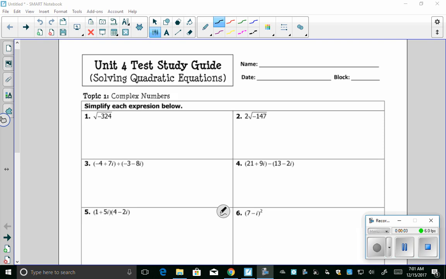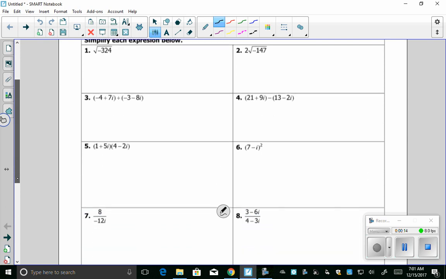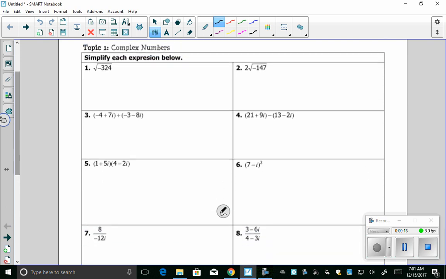This is the review for your Unit 4 test study guide. The first topic we're going to talk about is complex numbers. And just remember, anytime you need to pause the video, you can. And if you have any more questions, you can still ask me. Like I said, the first topic is complex numbers.